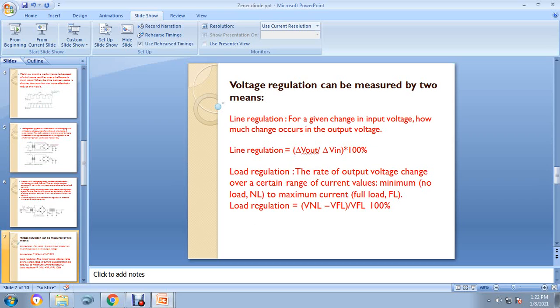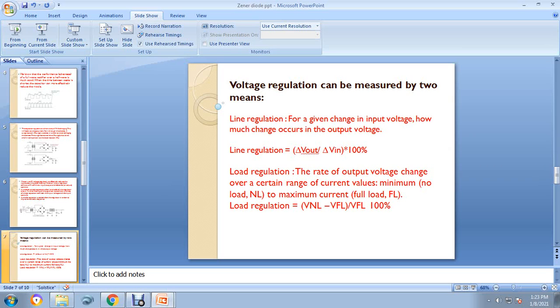Now voltage regulation can be measured by two means: line regulation as well as load regulation. For a given change in the input voltage, how much change occurs in the output voltage is nothing but line regulation. It is the change in output voltage divided by the change in input voltage, into 100%.